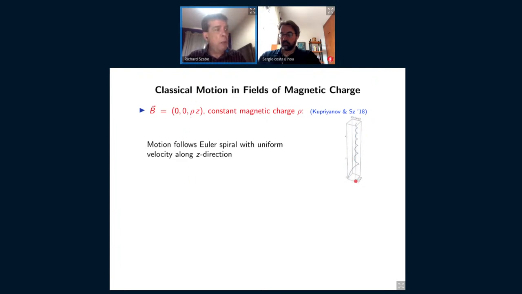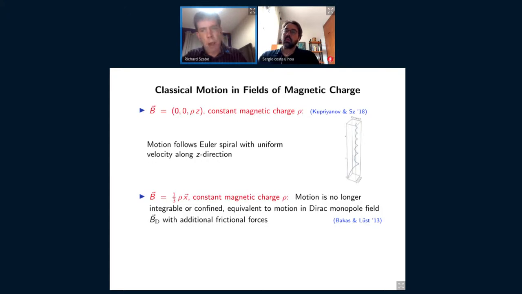The Euler spiral is the modification of the helix, where you replace the trigonometric functions that parametrize the helix with what are called Fresnel integrals. Here's a plot of what it looks like. The cross sections are no longer perfect circles, but it forms what's known as an Euler spiral.